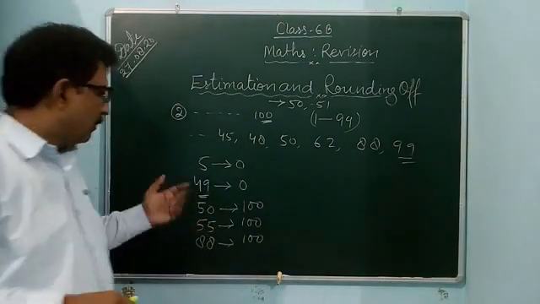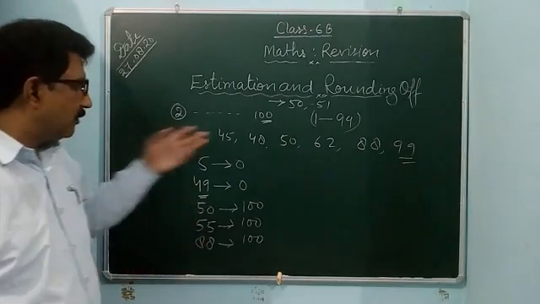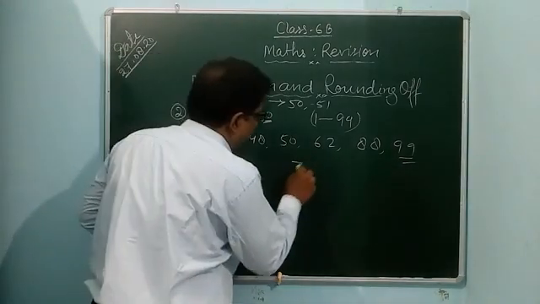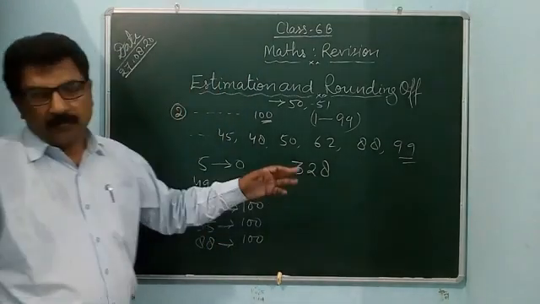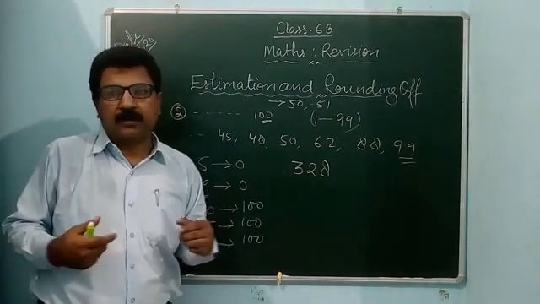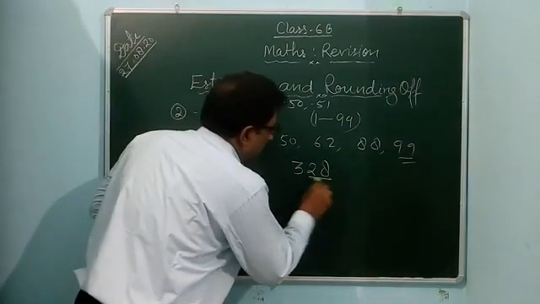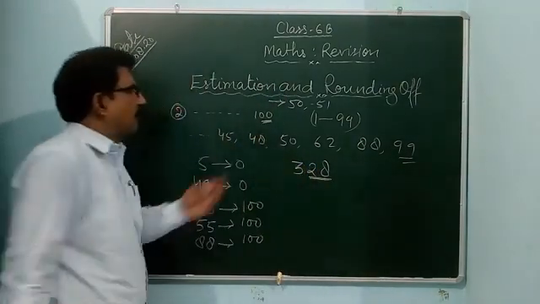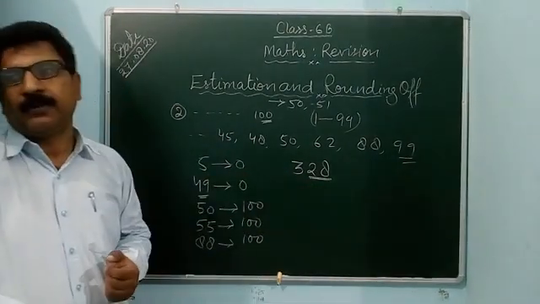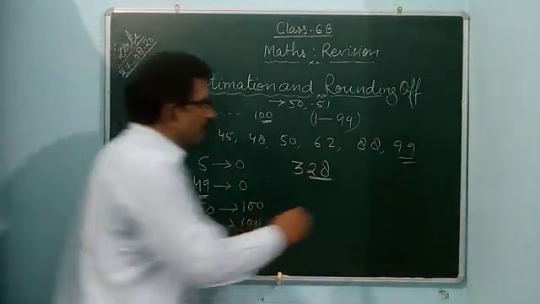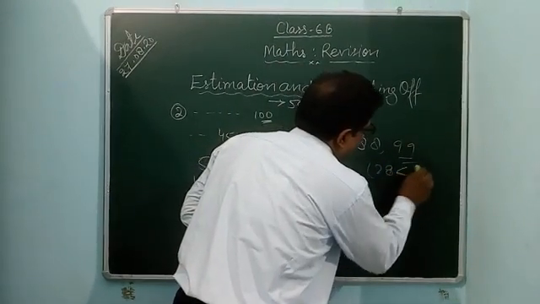But see, when I am taking a 3-digit, 4-digit or 5-digit number and estimating 100, like 328, how can you estimate it to 100? You take the last 2 digits, 28. 28 is less than 50.